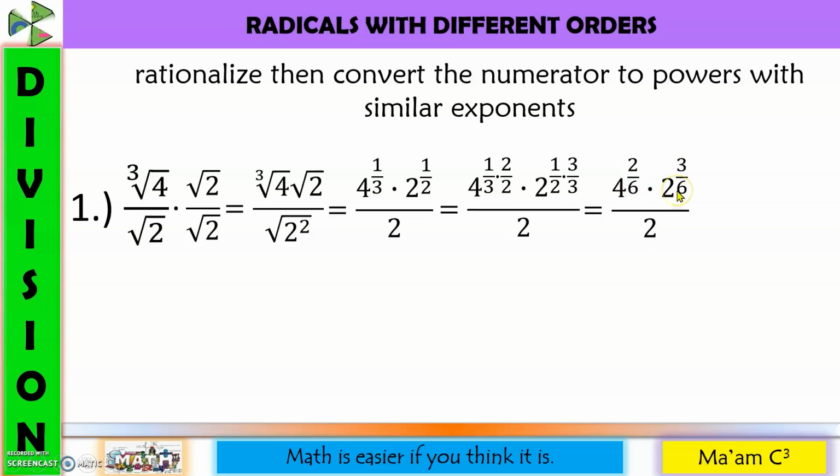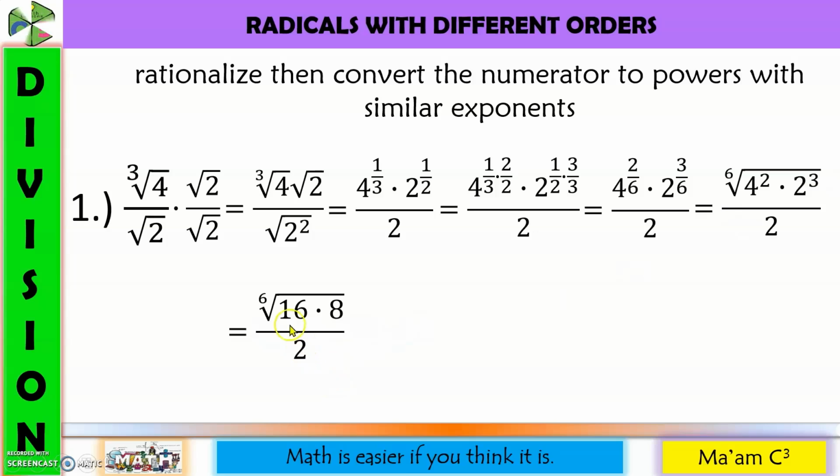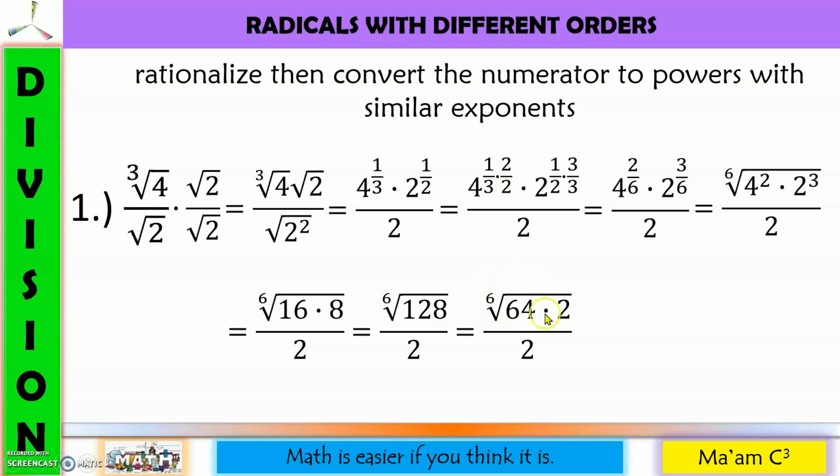The 6 will become the index. So, this will be 6th root of 4 squared, 2 cubed. 4 squared is equal to 16, and 2 cubed is equal to 8. Again, copy the denominator. 16 times 8 is 128. And 128 can be expressed as 64 times 2. The 6th root of 64 is 2. So this will be 2, 6th root of 2 over 2. Let's cancel 2. So our final answer is 6th root of 2.